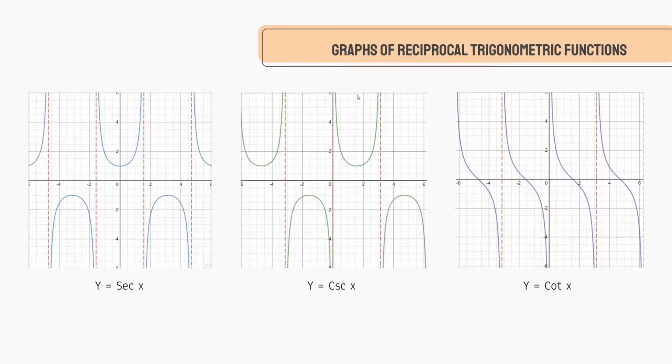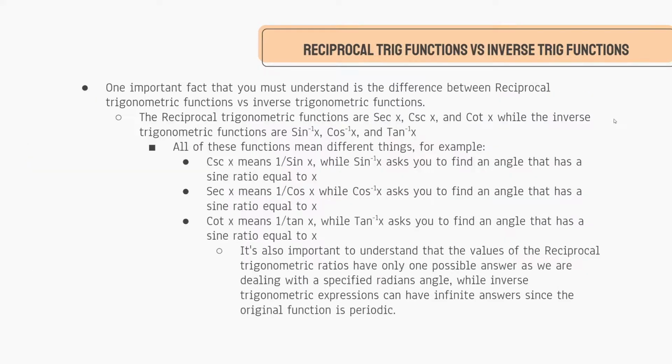I've also marked all the asymptotes. As you can see, we get our zeros in the same place as our cosine, and our asymptotes are in the place where sine equals 0. With that being said, we could now move on to the last part of this chapter, which is differentiating between reciprocal trig functions and the inverse trig functions.